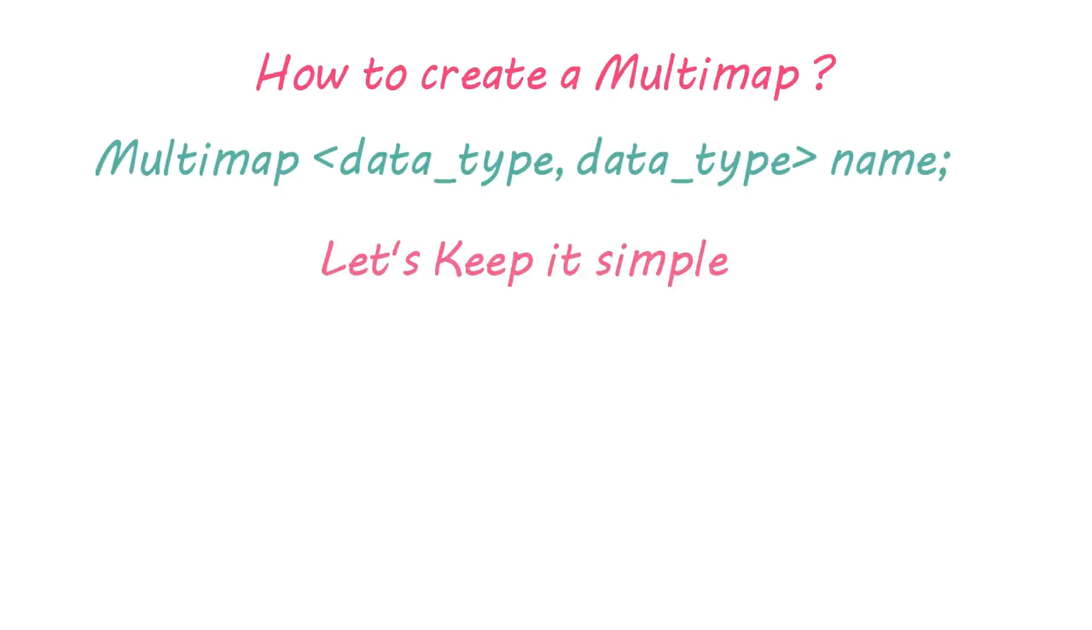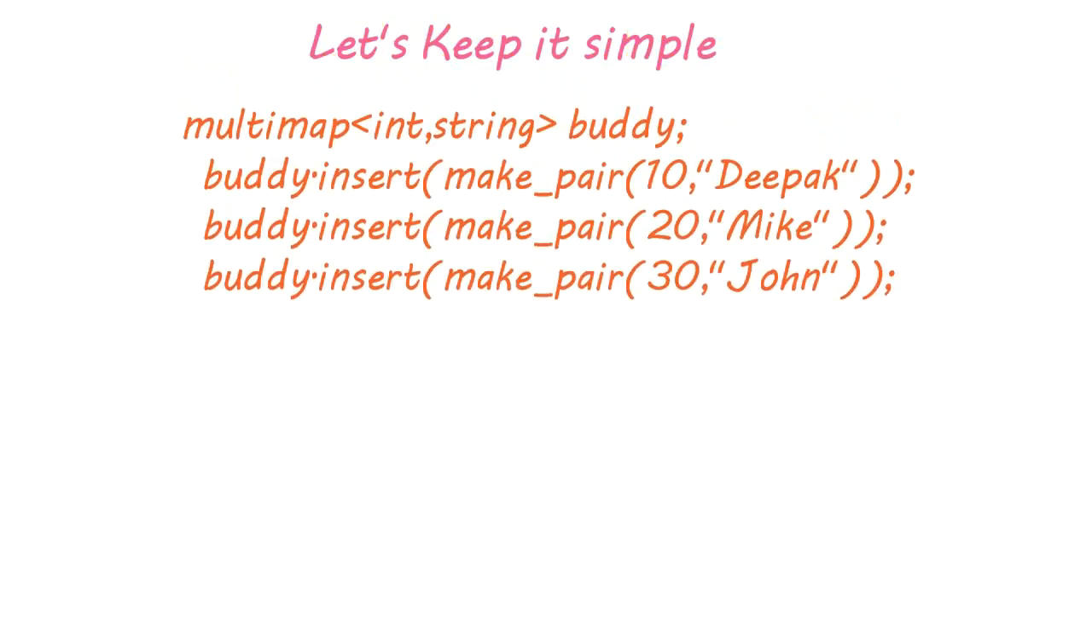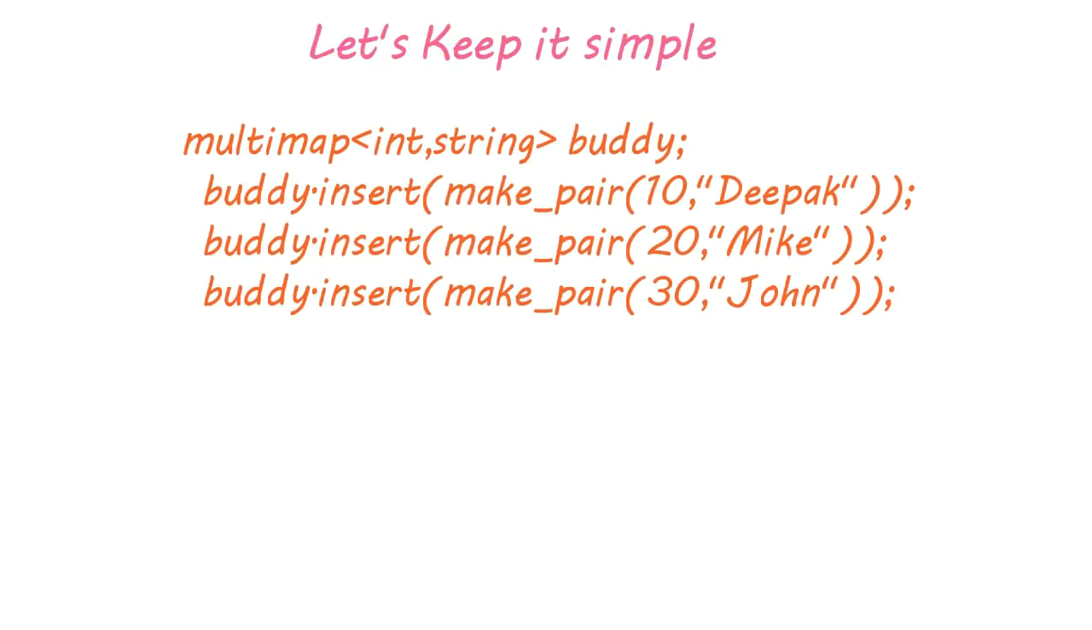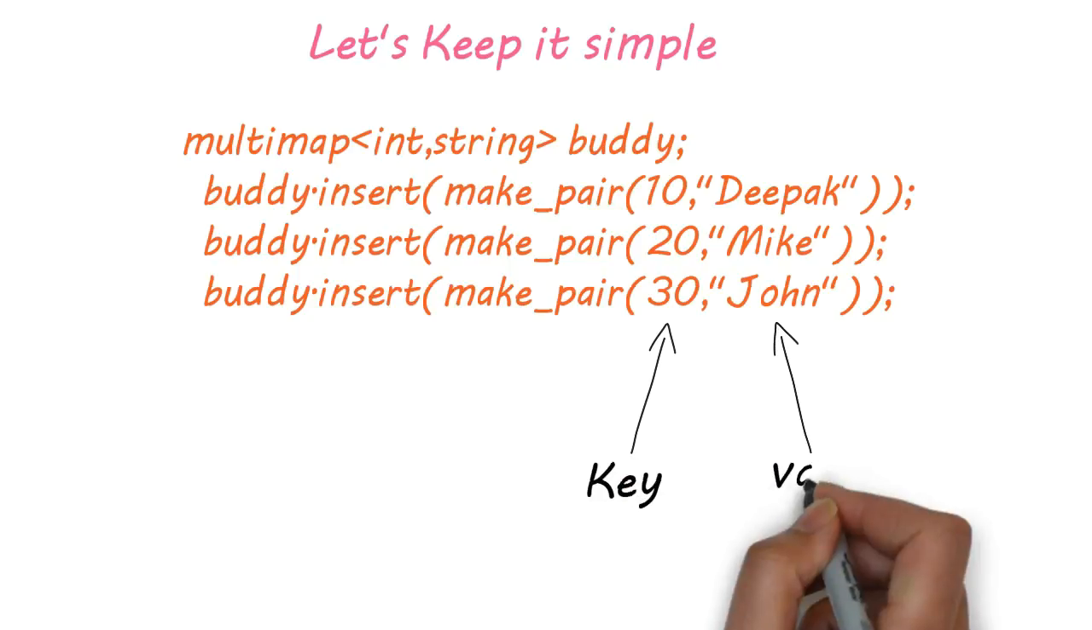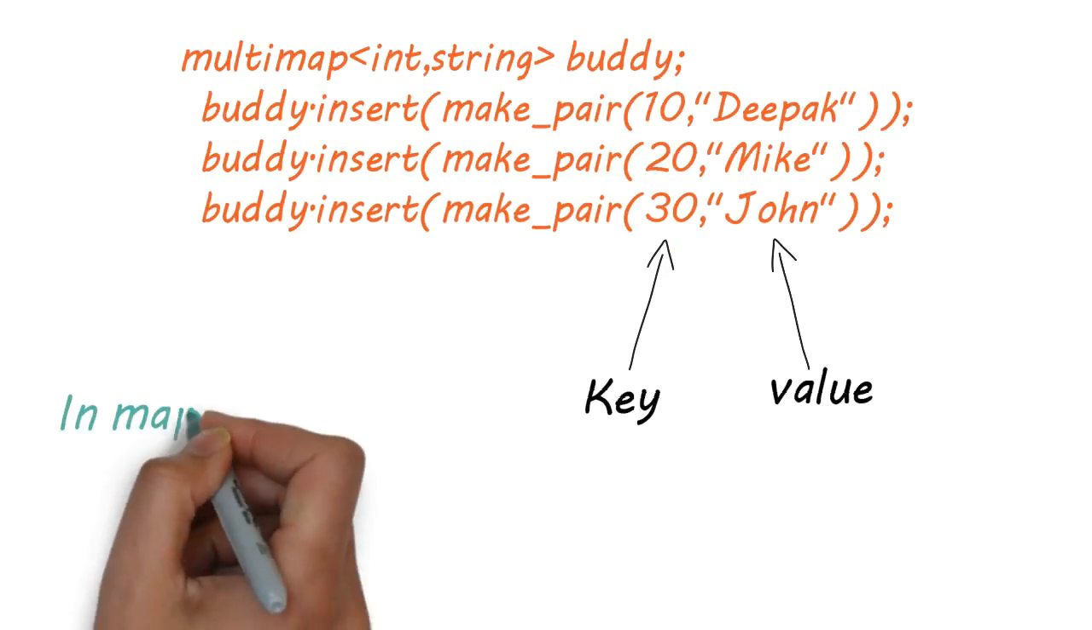Let's keep it simple. I created a multi-map called buddy and I inserted three names with some random key values, which are 10, 20, 30 and the names are Deepak, Mike, John. Actually Deepak is my name. The integers are keys and the names are values.